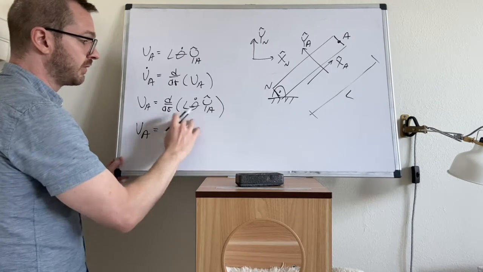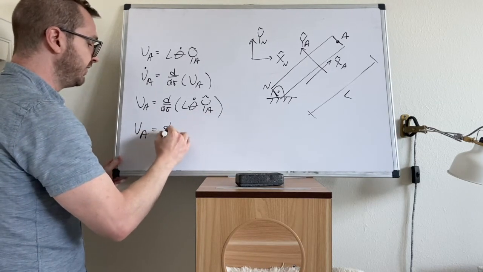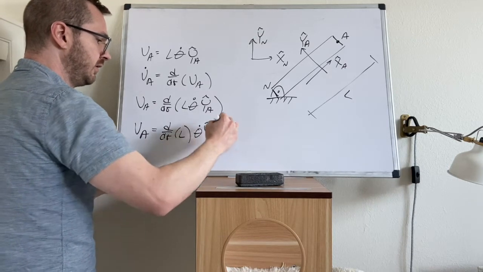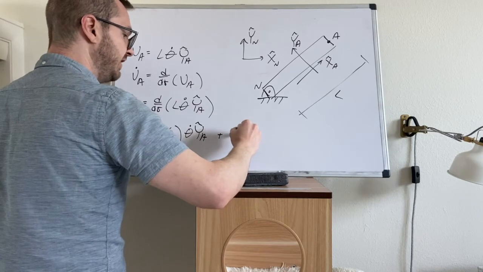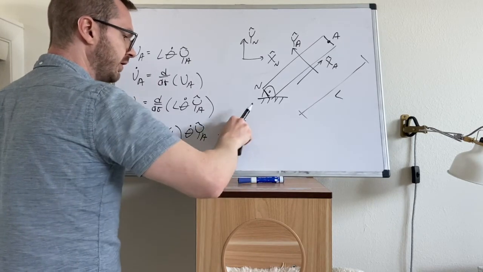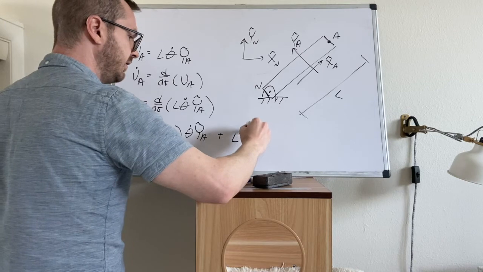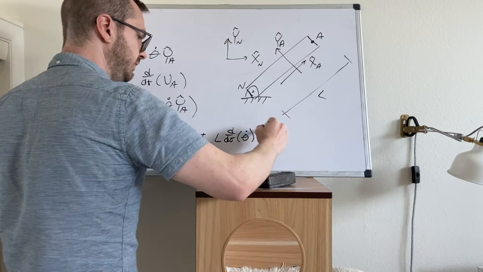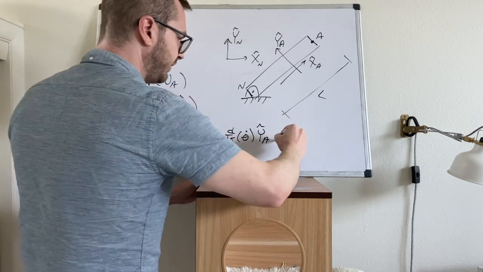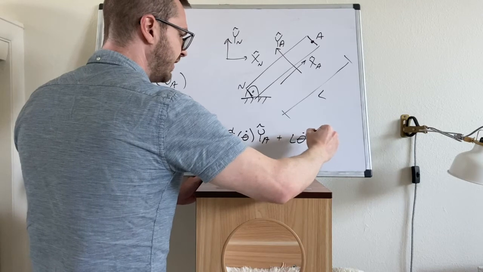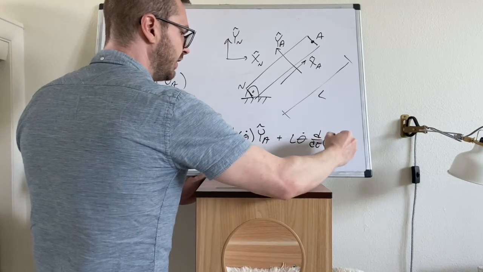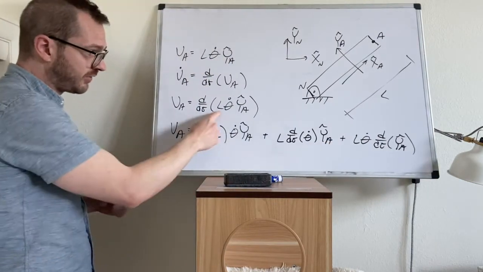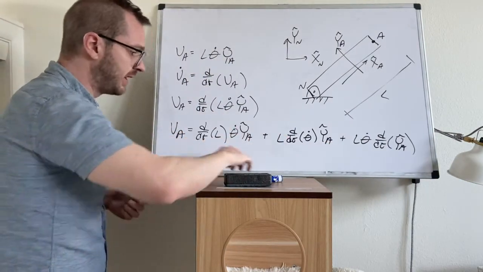VA dot is going to equal, and I'm going to do the full product rule expansion, ddt of L times theta dot YA plus, well, let's write it this way, L ddt of theta dot y hat A plus L theta dot ddt of y hat A. Now, we had 3 terms here. I went ahead and did a full product rule expansion.